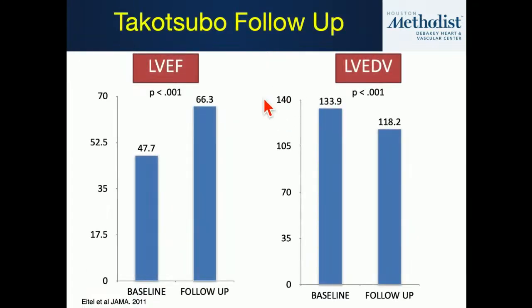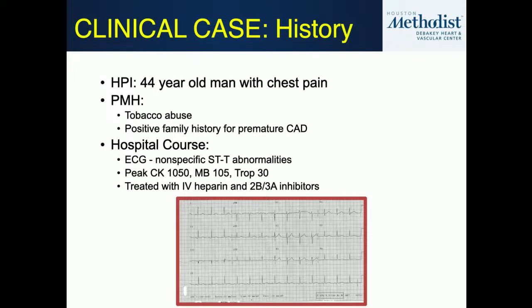And then obviously what we know is that for patients with Takotsubo, the prognosis is fairly good. And in this series on follow-up imaging, the LV ejection fraction improved substantially and normalized. There was also reverse LV remodeling with a reduction in size of the left ventricular end diastolic volume. Now let's look at one more case here.